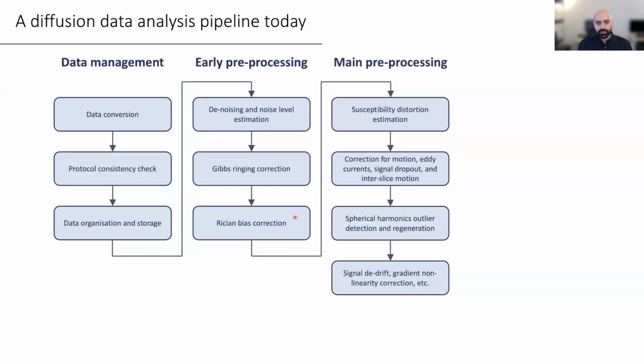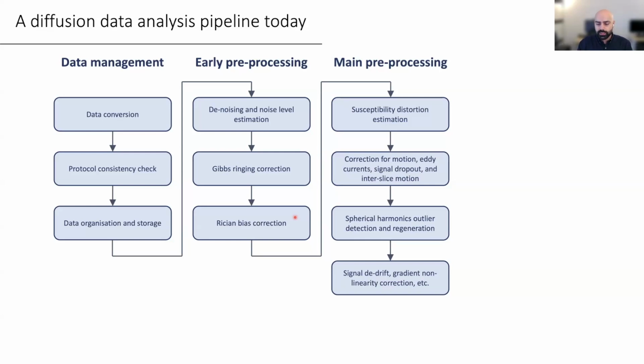That's the main pre-processing component. And the main pre-processing component is where we deal with things like geometric distortions in the data. So we're going to look at those in detail as well. Motion artifacts, because our subjects are going to move in the scanner.